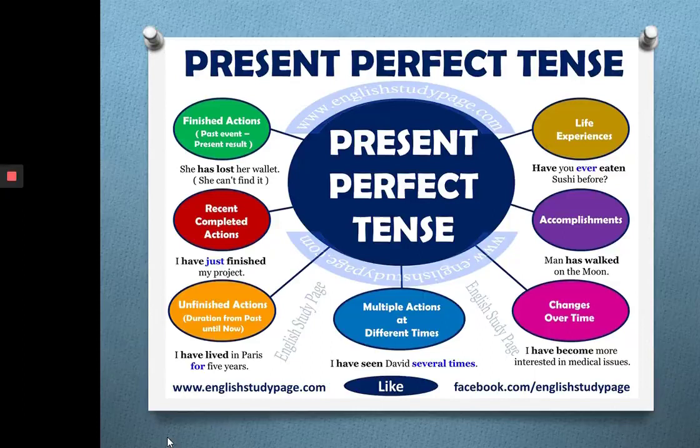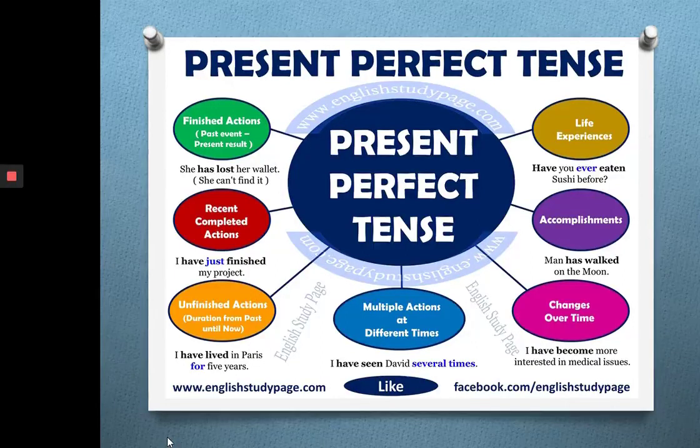Zatim koristi se for unfinished actions. I have lived in Paris for 5 years. Ovo mi čak i ne prevodimo kao prošlo vrijeme, nego ga u ovom slučaju prevodimo kao sadašnjost. Živim u Parizu već 5 godina. Odnosno, to je radnja koja je počela u prošlosti, a još uvijek traje. Then we use present perfect for multiple actions at different times, such as in the example I have seen David several times. Vidio sam ili vidjela sam Davida nekoliko puta, so on different occasions.